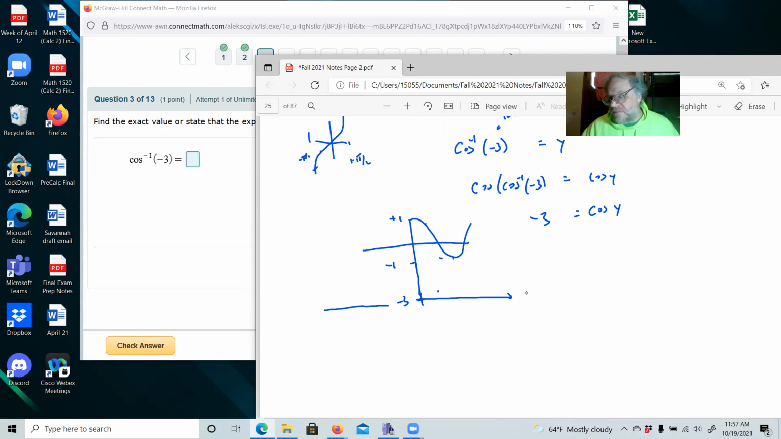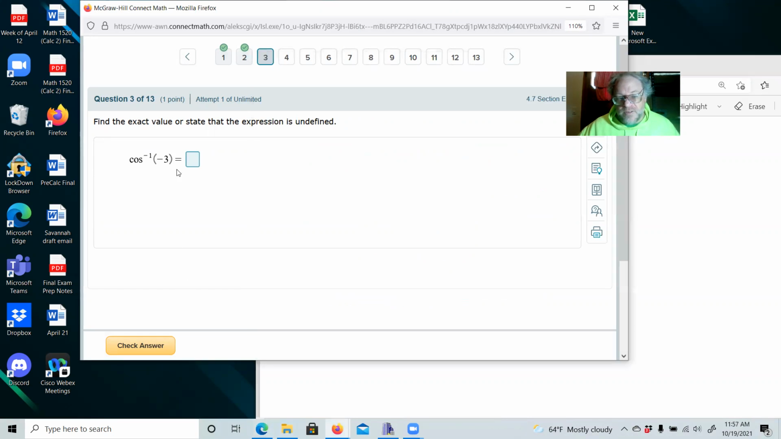Does cosine ever meet this line? Like, no. So this is outside of the domain for our cosine. Okay. So this is undefined. It went outside the bounds. We don't worry about it. Okay. And we're just going to move on with our lives.